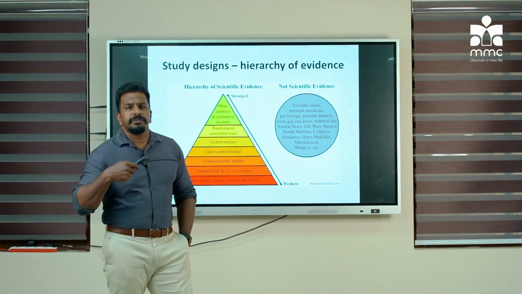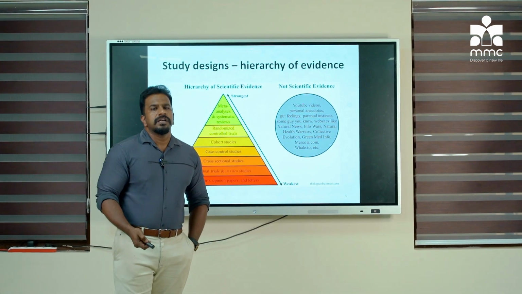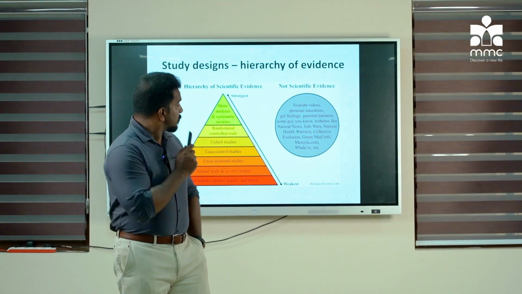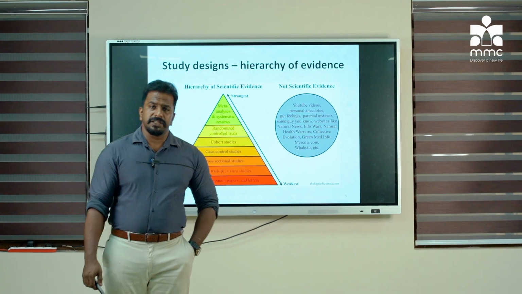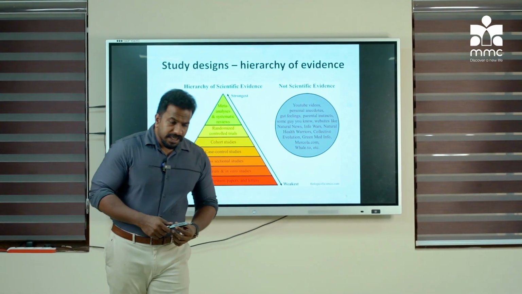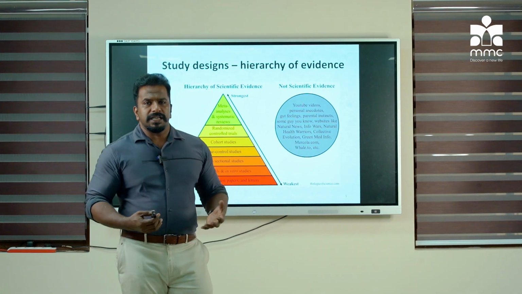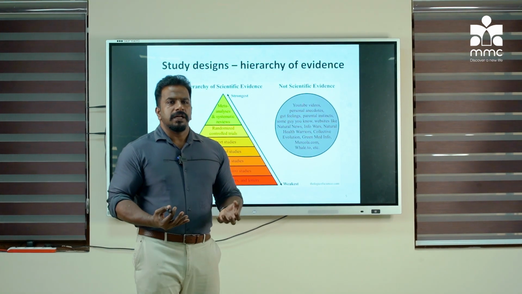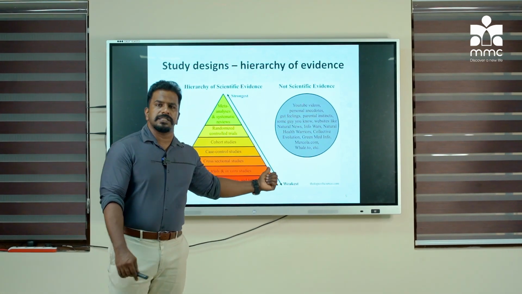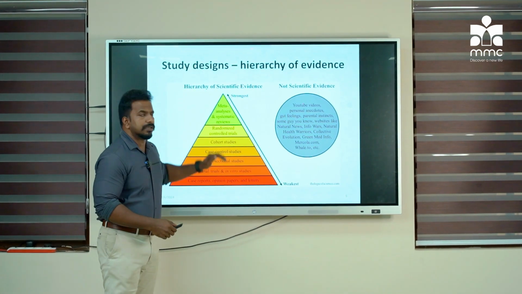Something has already been researched or done, we are collecting that data and doing analysis. That comes under meta-analysis and systematic review, and that is the strongest. But if you are considering primary data, where we ourselves are collecting something and doing the research, the most powerful will be RCT, randomized control trial.